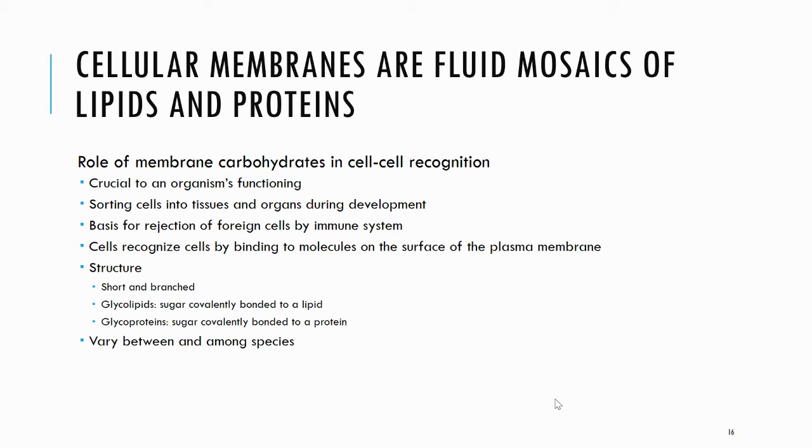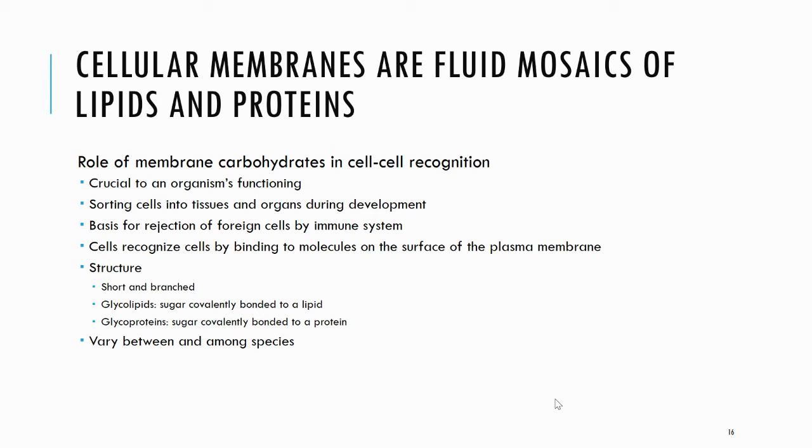Let's talk about the role of membrane carbohydrates in cell-to-cell recognition. This is crucial to an organism's functioning. Sorting cells into tissues and organs during development, we need that for that. And it is the basis for rejection of foreign cells by immune systems. And so that's part of the reason why people who have to have an organ transplant can have issues, because at some point their body may say, hey, this is not supposed to be here, we have to get rid of it, which can lead to organ failure and rejection.